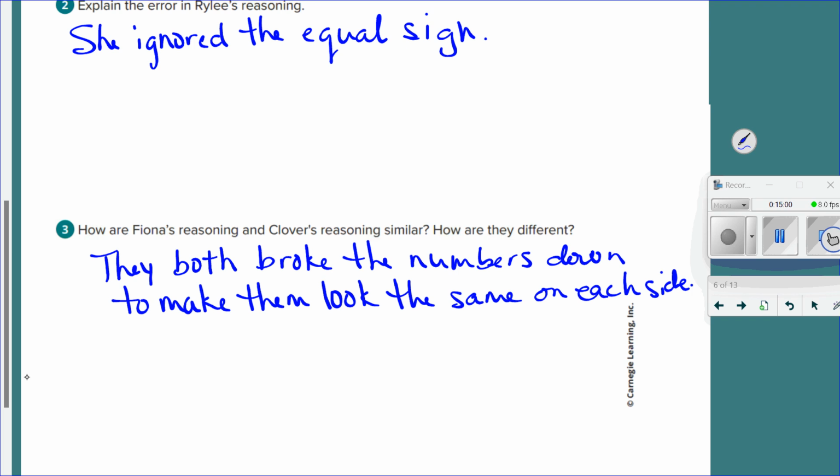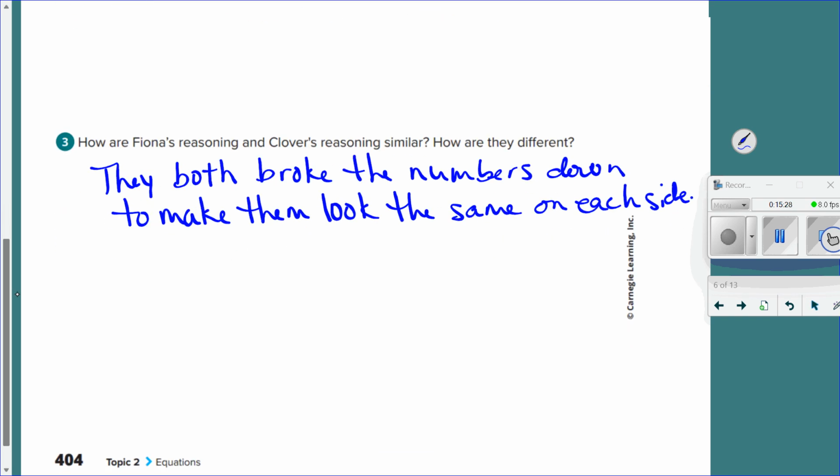What did they do differently? How did they change in how they did it? Everyone's answering everything today. Let's give someone else a chance. What did they do different? You have to turn the page and look at it. Sammy? Okay. Fiona just used addition. She actually broke it down to add that same amount to both sides.